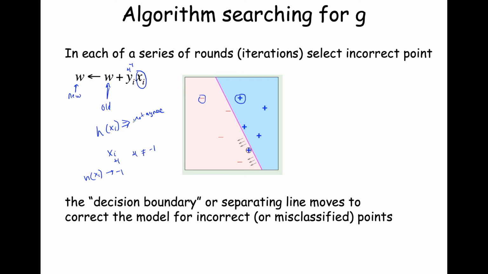So we select from among all those historical records some point, or some individual, for which h of x predicts incorrectly, right? And when you get that incorrect point, for which h of x was not correct, you then perform the following update in order to find a new weight. And so here, the new weight is equal to the old weight plus the ground truth label, +1 or -1, yi, corresponding to that particular point, xi.